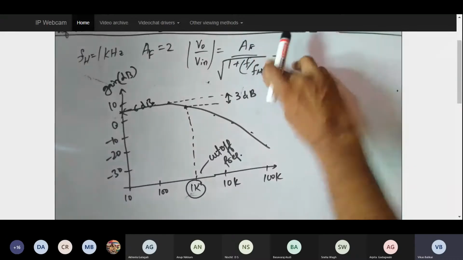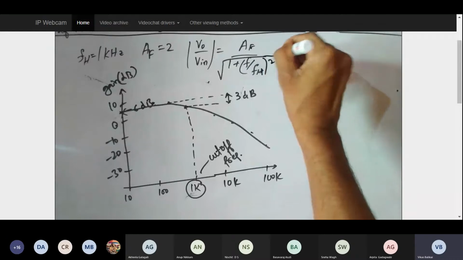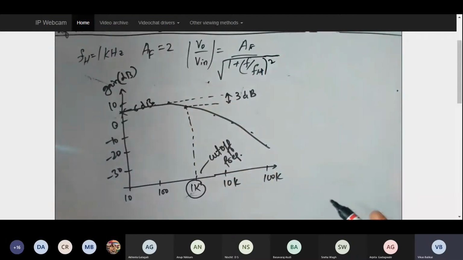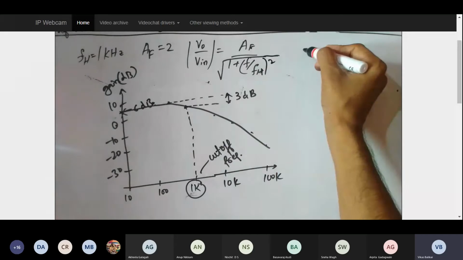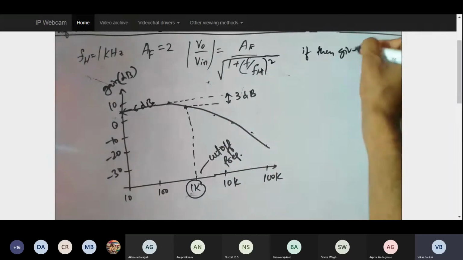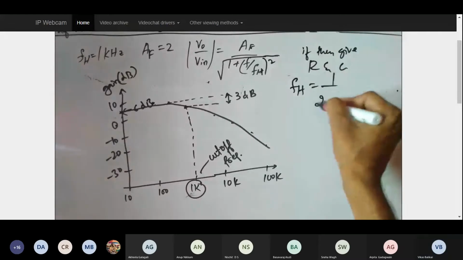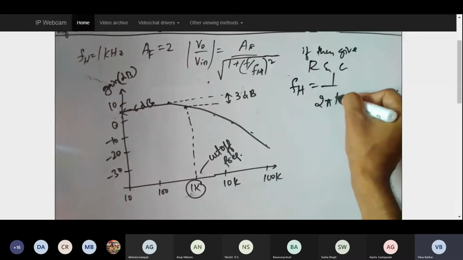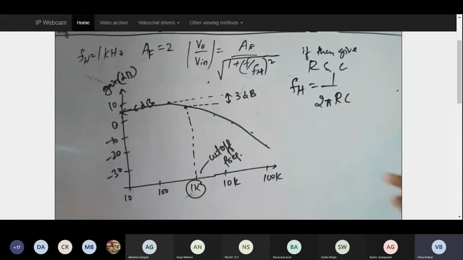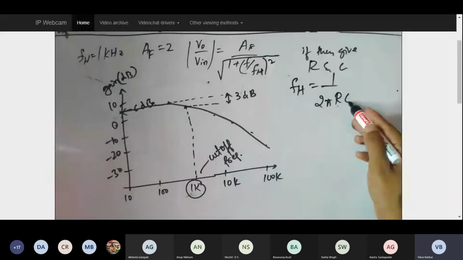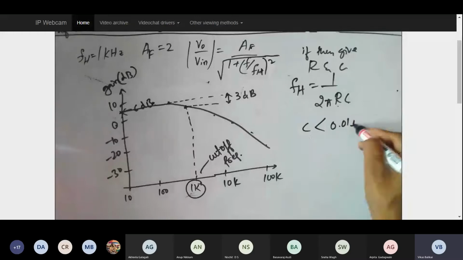F will be my input, the user input. And one more equation: if I don't know FH, and they give R and C, how do I calculate FH? FH is given by 1 by 2 pi RC. So if R and C are given, we can calculate FH. And one more: suppose only R is given and C is not given, what is the thing I have told? C should be less than 0.01 microfarad. You choose any value which is less than this particular value.